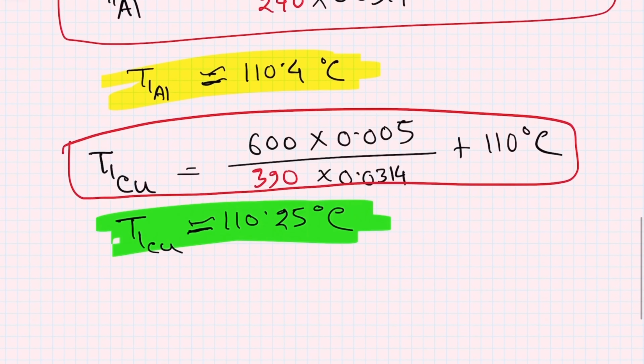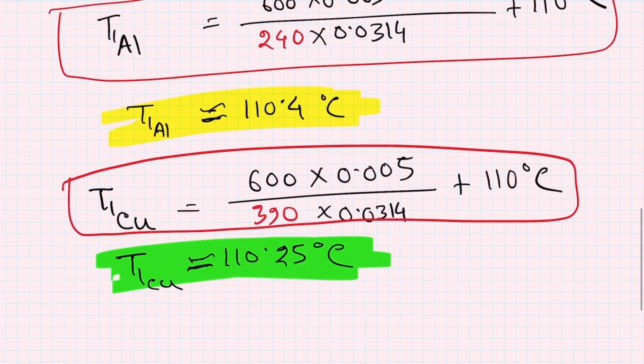Okay, so let's now analyze this result. We know these are our answers. When we make the pan with aluminum, the bottom surface of the pan reaches 110.4 degrees Celsius when sufficient time has passed and the problem is at a steady state. Similarly, for copper, this temperature would be 110.25.